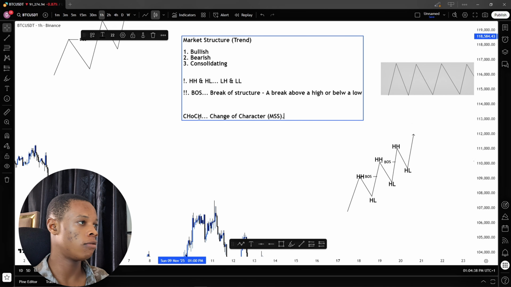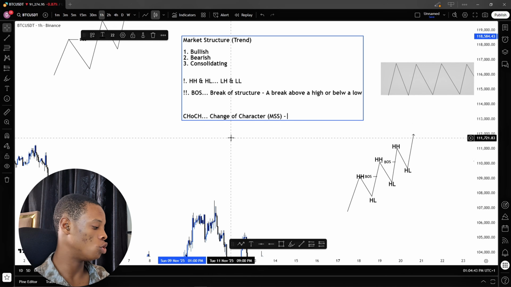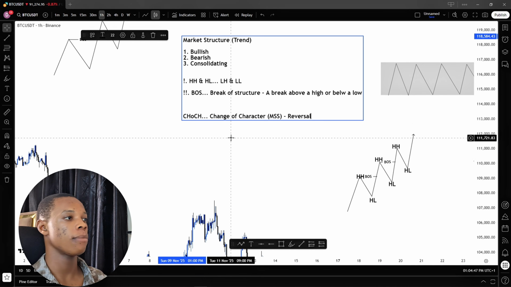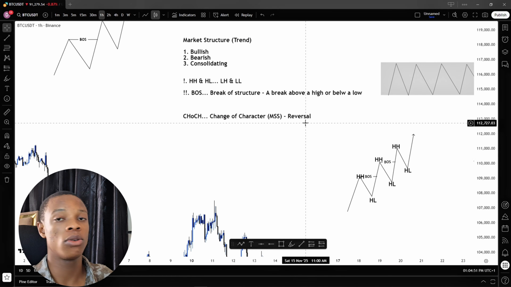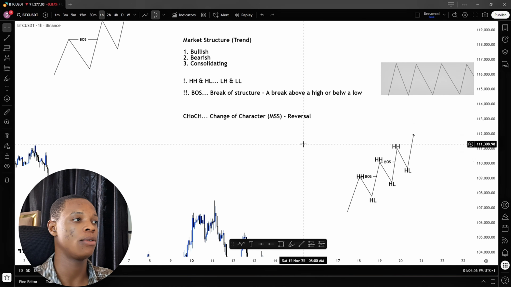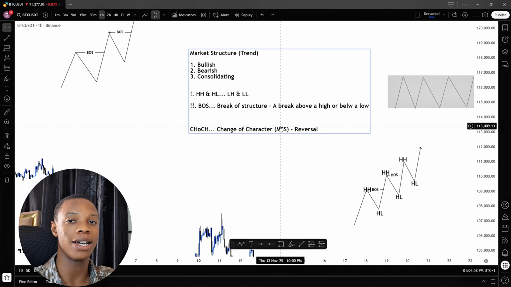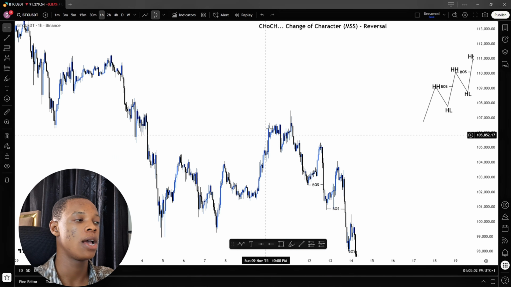And what this change of character does is just to show reversal. With this, you're able to tell that, okay, it's now changing. I was looking out for buys. I will no longer be looking out for buys because that's now a reversal, showing that sellers are the ones now going to step in. They're not the ones stepping in on the market. Now, let me show you.